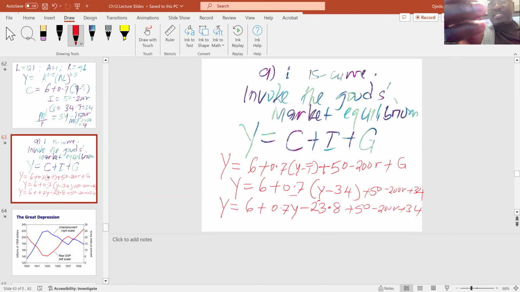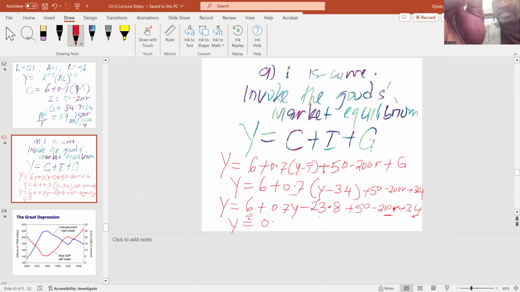So now you add the constants together. You have 6, you have 23.8, you have 50, and you have 34. Remember this is 200R, which you cannot add because it is a variable, R in it. So 34 plus 6 is 40. 40 plus 50 is 90. So 90 minus 23.8 is 66.2.